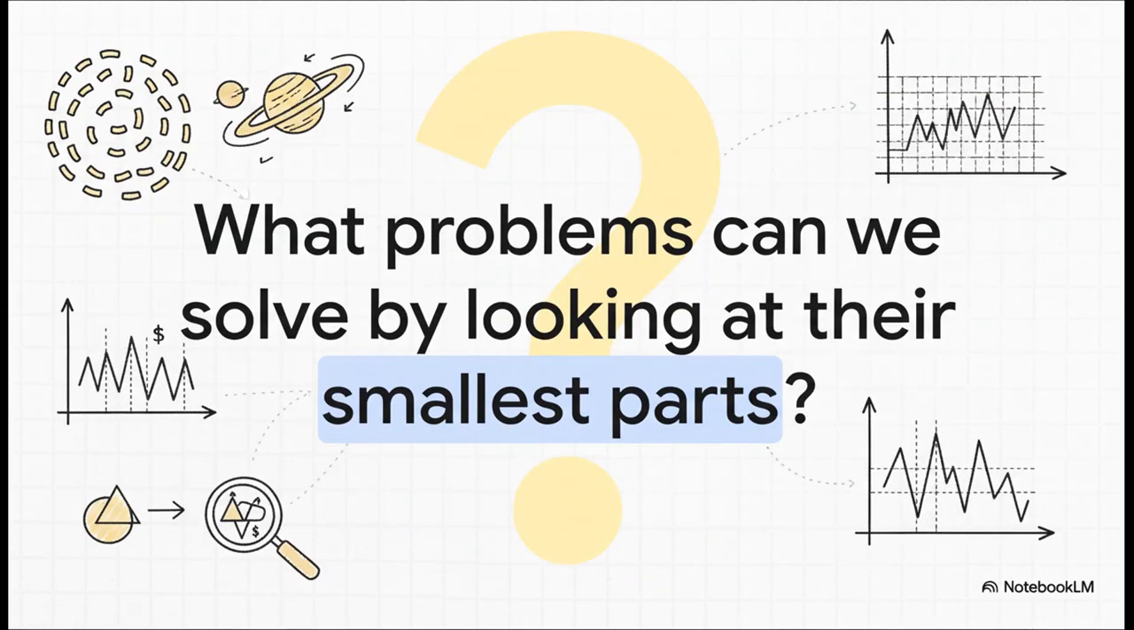So let's end with this thought. We started with something as simple as a circle, and just by breaking it down into its smallest parts, we uncovered a set of tools so powerful it can describe everything from the orbits of planets to the fluctuations of the stock market. It really makes you wonder, doesn't it? What other complex problems out there are just waiting for us to solve them, if only we're willing to look closely at their smallest, simplest parts?